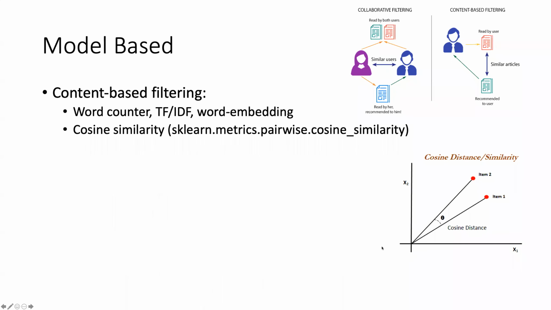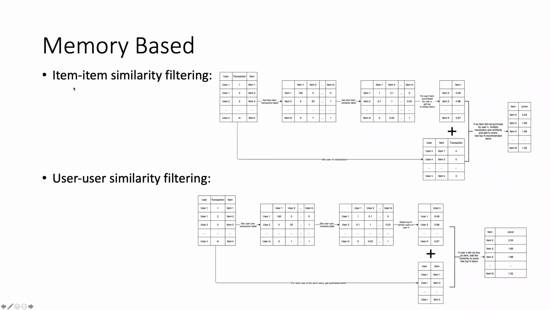For example, in item to item similarity, you can use content-based filtering to get a similarity to replace this table. You don't need to use the transactions to get a similarity. And then based on that, you can make a recommendation based on the purchase history, to recommend similar things to the purchase history.